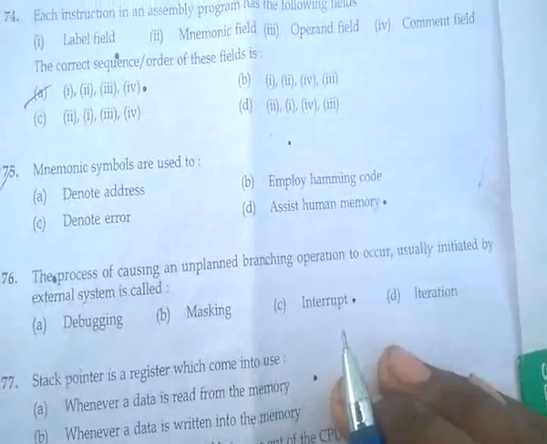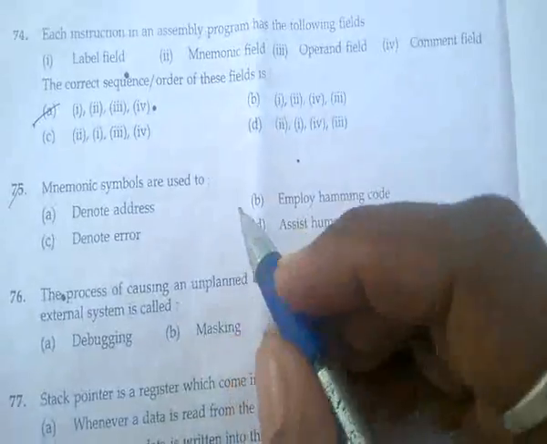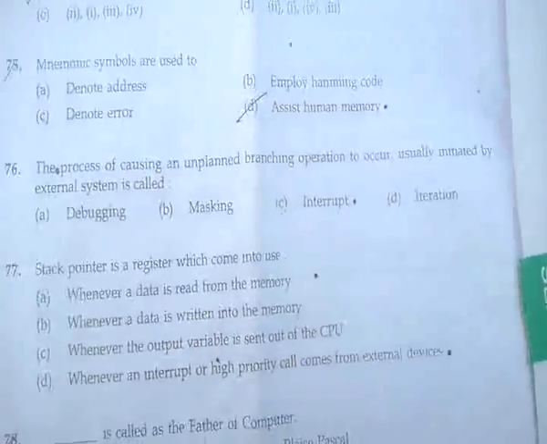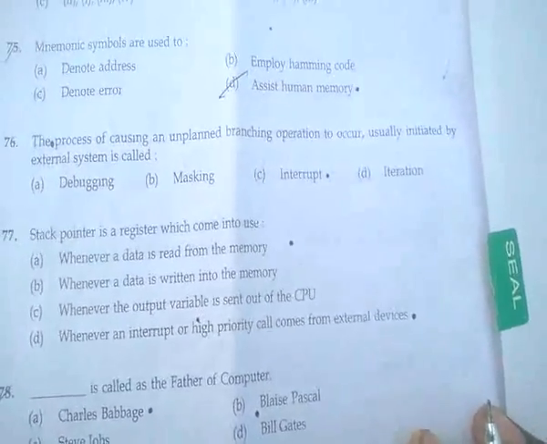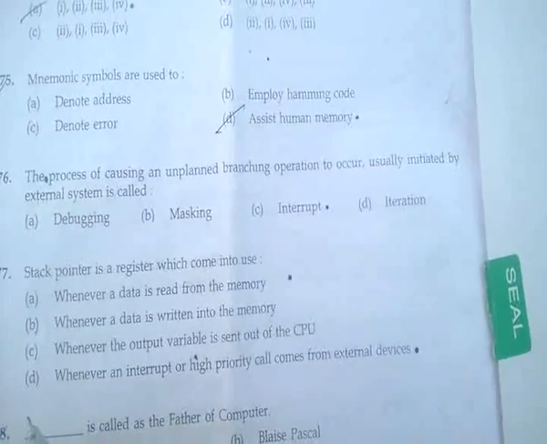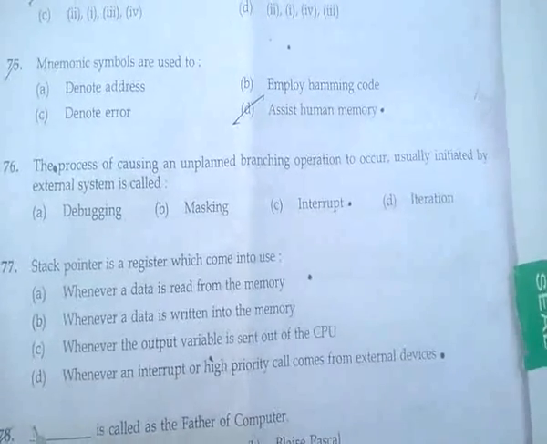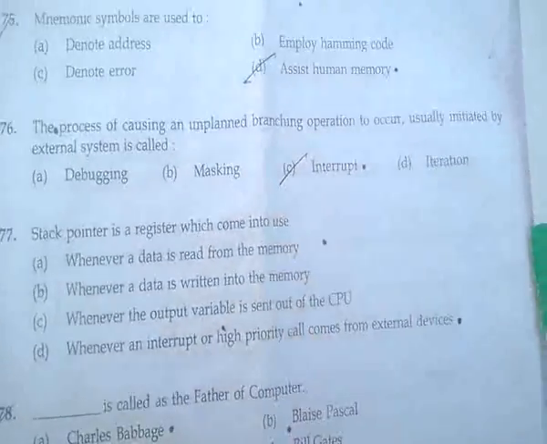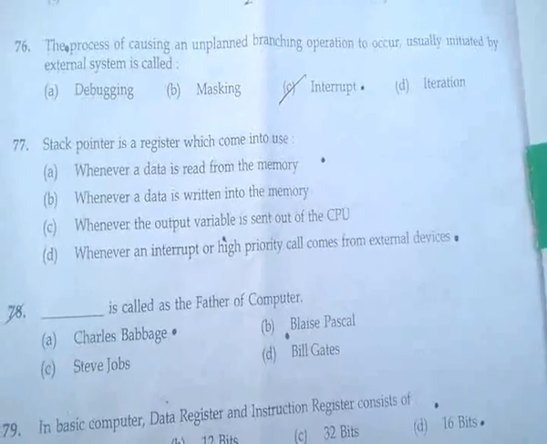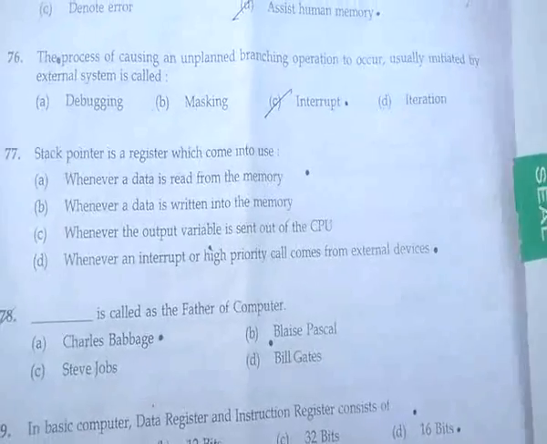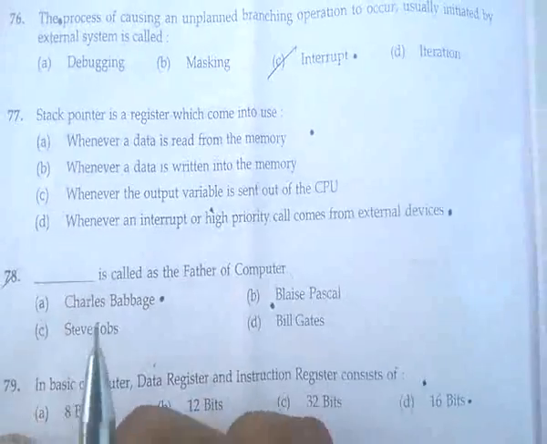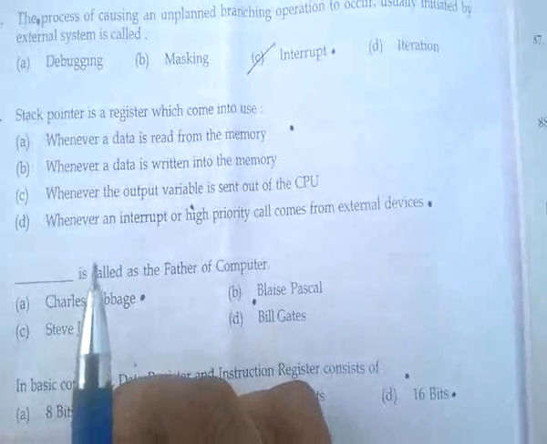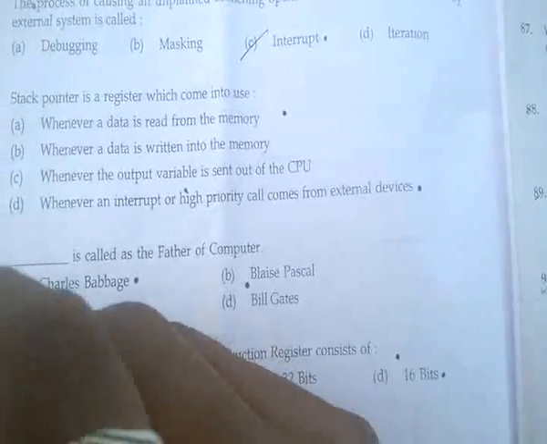Mnemonic symbols are used to assist human memory. The process of causing an unplanned branching operation to occur, usually initiated by an external signal, is called nothing but interrupt. Stack pointer is a register which comes into use whenever an interrupt or high priority call comes from an external device.